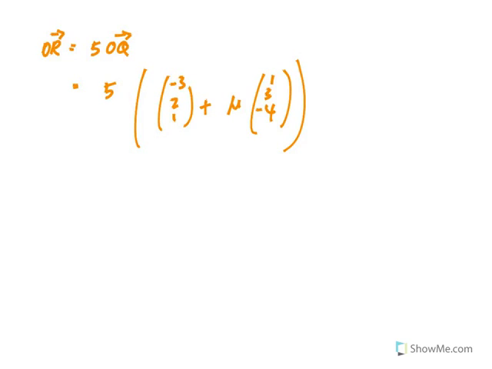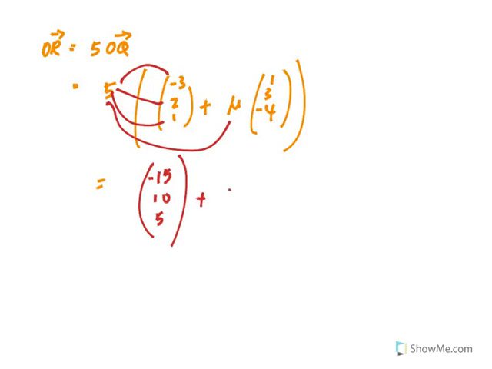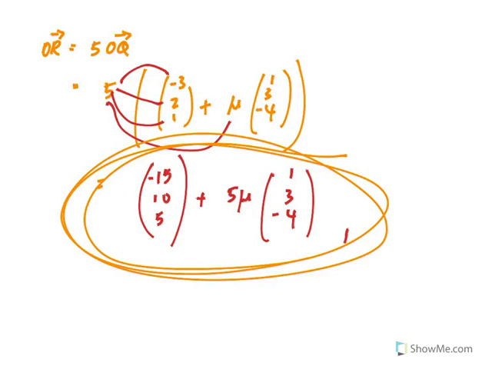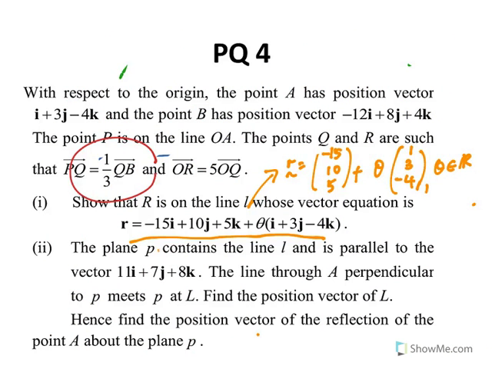Okay, so from here, I just bring the 5. That's all. Very easy. So 5 times -3, I have -15. 5 times 2, I have 10. 5 times 1, I have 5. Come out already. 5 times mu, so-called 5 mu now, 1, 3, negative 4. Okay, you go back to the question. Look at this, children. We are there already. Okay, we have reached the stop.